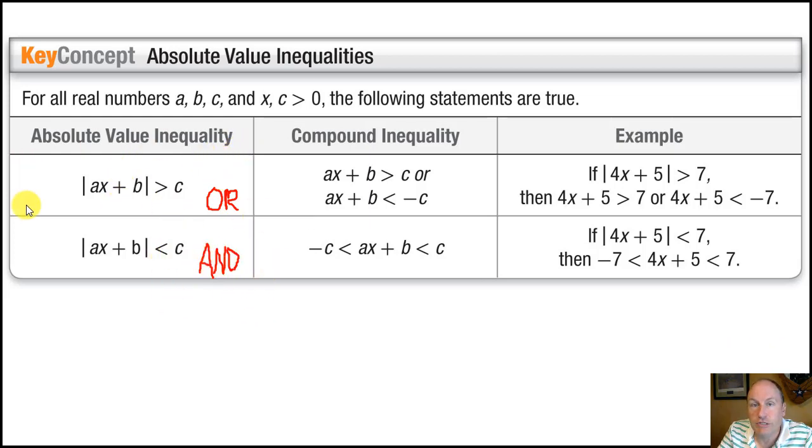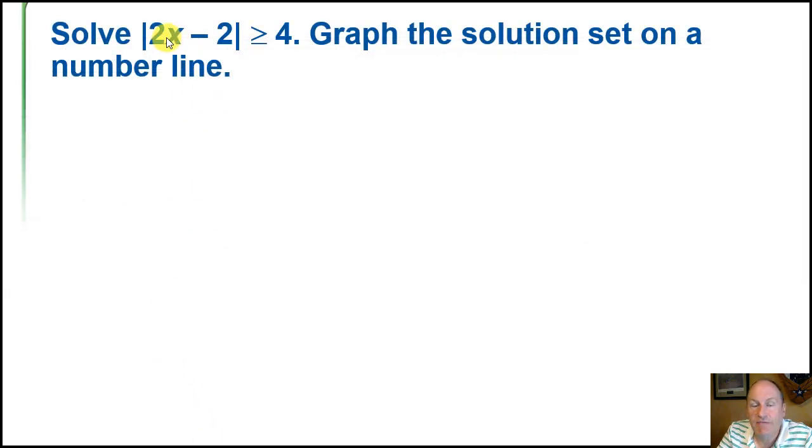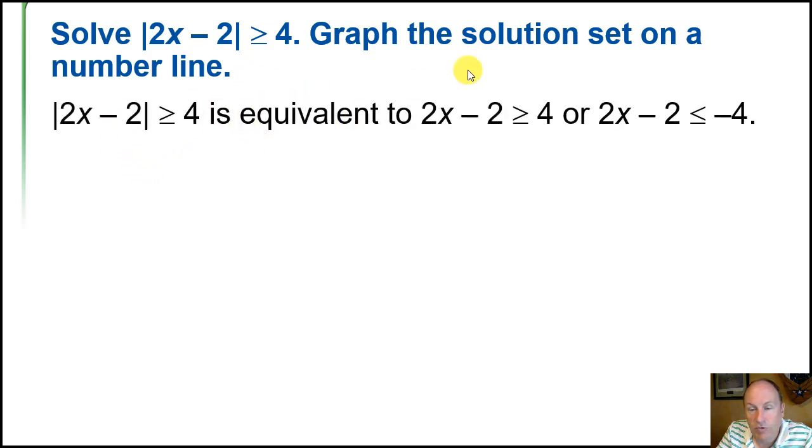We're going to look at this first example in the screencast. So suppose we have the absolute value of 2x minus 2 being greater than or equal to 4. That means it's more than 4 away from 0, or exactly equal to 4 away from 0 on the number line. And we want to graph that solution. So we would write this as two separate statements. Just like we did in solving absolute value equations, we would write that into two parts. We do the same thing with inequalities. It's just that the first part, 2x minus 2, is now greater than or equal to 4, or 2x minus 2 can be less than or equal to negative 4.